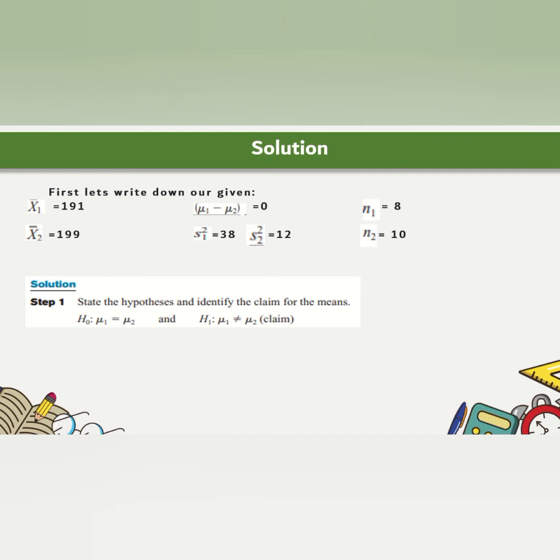For the solution, step 1, state the hypotheses and identify the claim for the means. Our null hypothesis states that population mean 1 is equal to population mean 2, and our alternative hypothesis claims that population mean 1 is not equal to population mean 2.